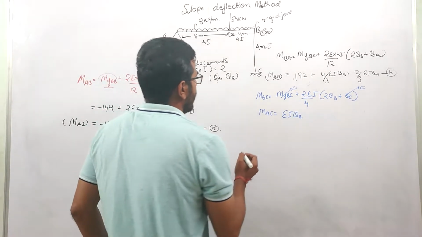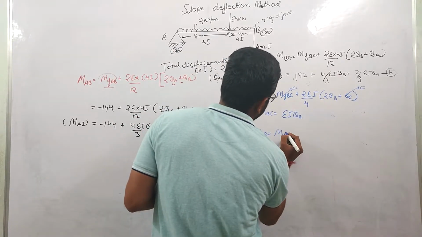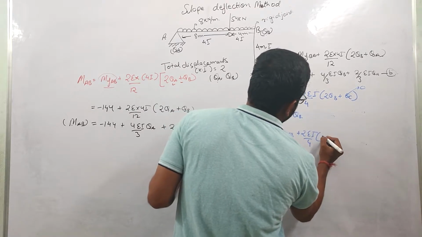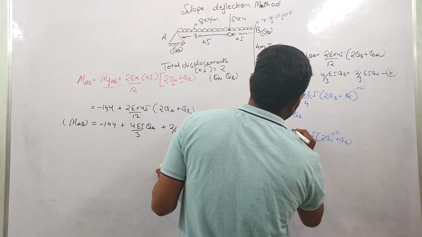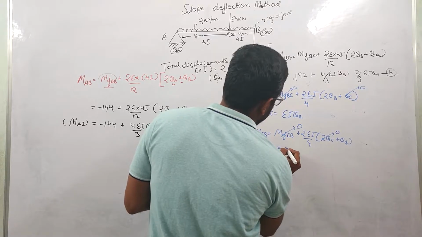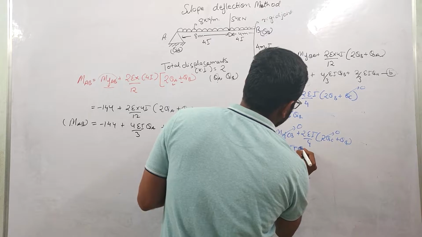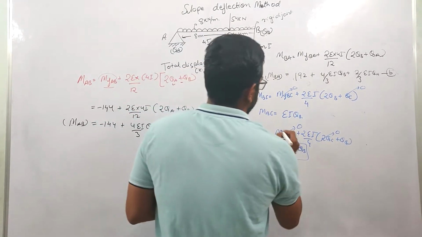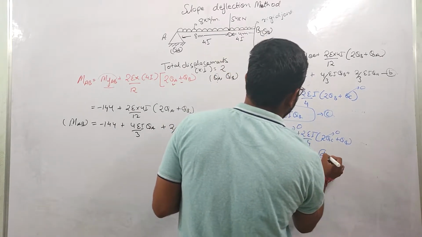Now what will be the value of MCB? MCB will be equal to MFCB plus 2EI over 4, twice theta C plus theta B. This theta C is 0, so this term is 0. So the value will be MCB equals 0.5 EI theta B, or you can say EI theta B divided by 2. If this is B, this is C, and this is D.